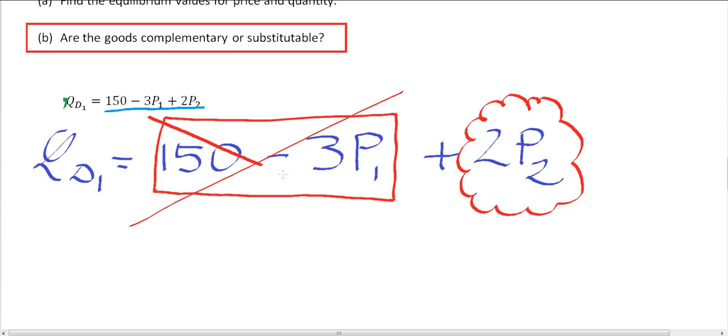So I can literally just ignore that there. I don't need to know what's in that box. I don't care about it because all I care about is what happens to this demand, QD1, as the price of the other good, P2, changes. Now, if you think about it, just by looking at it and completely ignoring that part, what happens as P2 goes up? Even test it, say it out to yourself.